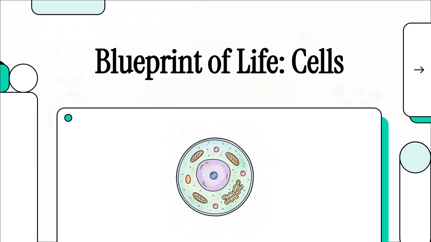Welcome to The Explainer. Whenever you look around at the world, you just see this incredible diversity. From a towering tree to a tiny insect to you and me, life takes on an endless variety of forms. But what's the fundamental unity underlying all this breathtaking diversity? Well, today we're going to explore the absolute basic unit of life, the cell.